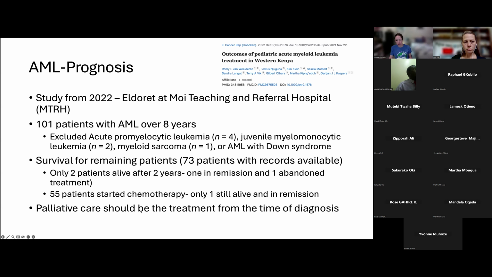So these children should just get palliative care from the time of diagnosis. You should not refer children with AML. You should keep them and just give them palliative care.